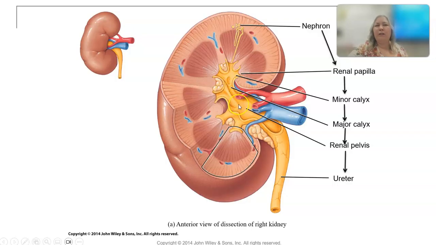Then all the calyces will combine into this central region of the hilum called the renal pelvis, and it looks almost a little muscular, and it is. There is smooth muscle in all of these structures that will squeeze or push that urine down toward the bladder. And so eventually it will narrow out and become the ureter.